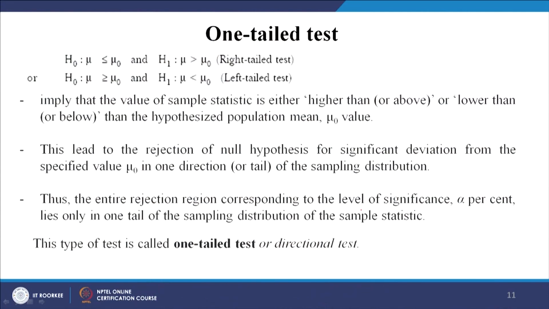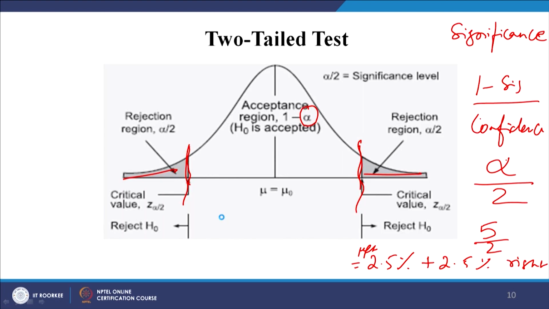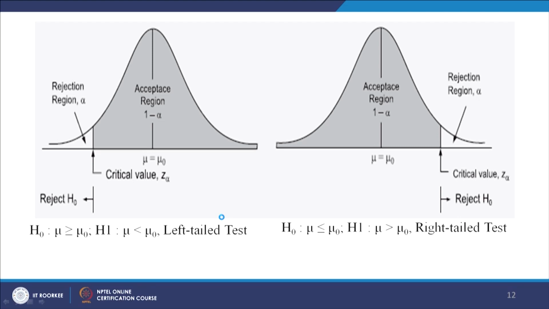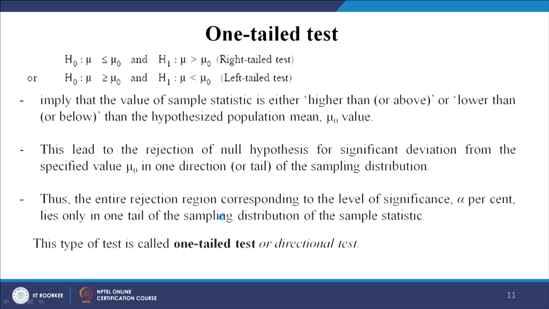Thus, the entire rejection region corresponding to the level of significance alpha lies only in one tail in case of a one tail test. So, we can go back and check. Suppose this is two tail, maybe I have a one tail. Now, this is the one tail. So, this type of test is called a one tail test.